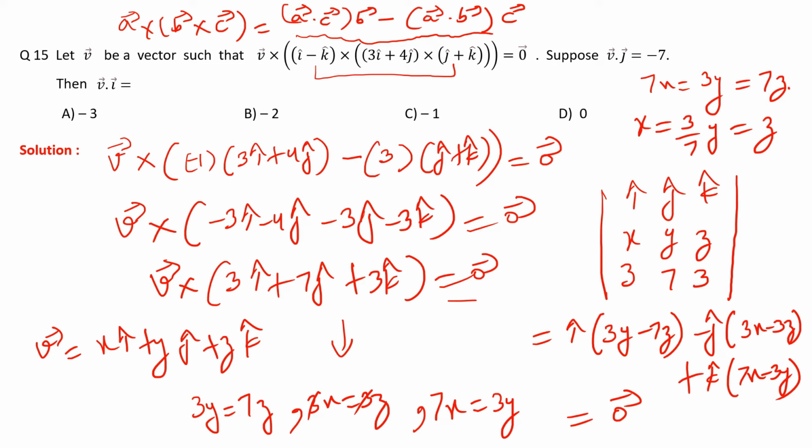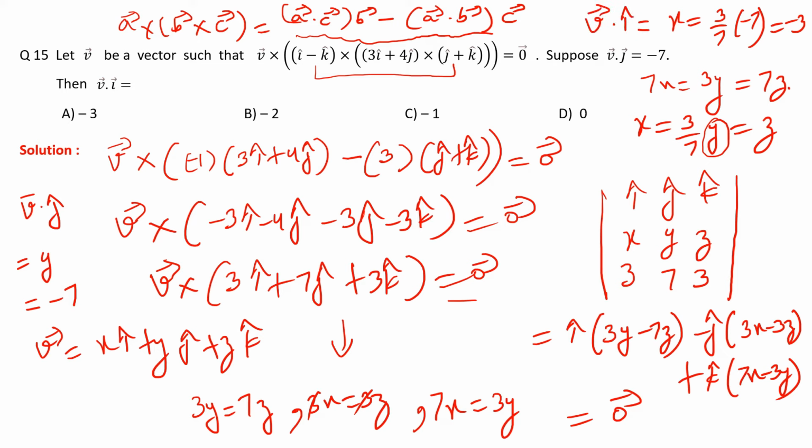Now we are given that v dot j equal to minus 7. What is v dot j? V dot j is nothing but y, right? And this is given to us equal to minus 7. So that means y is equal to minus 7. If y is equal to minus 7, just put the value of y equal to minus 7 over here. You are going to get x equal to 3 upon 7 into minus 7. This is minus 3. And what is x, by the way? X is nothing but v dot i. Right? So that means our required answer is option A, minus 3.